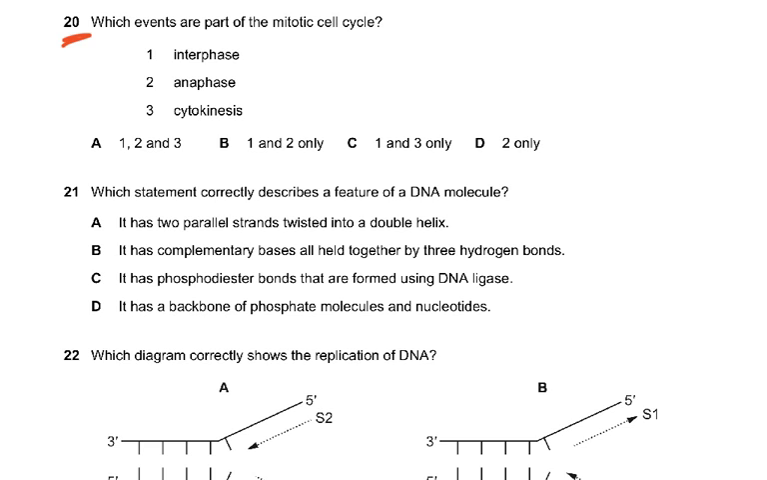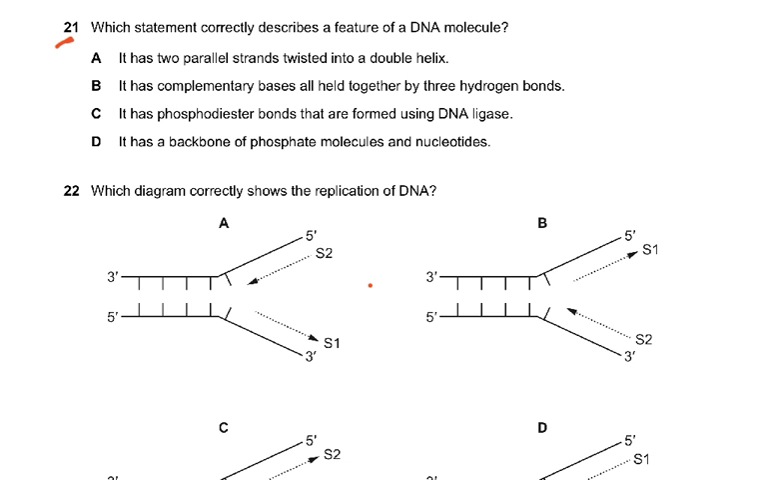Now question number 20. Which events are part of the mitotic cell cycle? So there's an entire cell cycle we are talking about, not just mitosis. It says which events are part of the mitotic cell cycle. So it will be all three of them: interphase, anaphase, cytokinesis. I also got this a little confused when reading. But then I realized the wording is mitotic cell cycle. It didn't say mitosis. It says mitotic cell cycle, the entire cell cycle. Question number 21. Which statement correctly describes a feature of a DNA molecule? It has two parallel strands. No, they're anti-parallel.